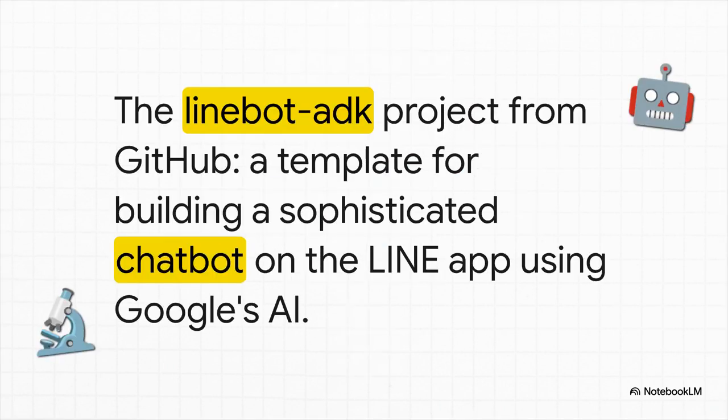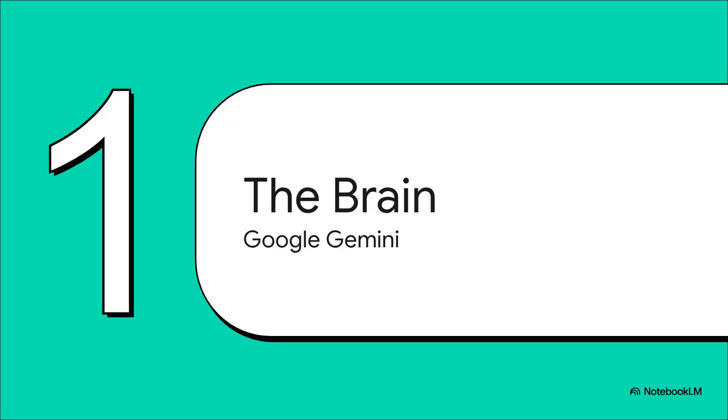So our specimen for today's Explainer is this fantastic open source project I found on GitHub. It's called LineBot ADK, and what it is, is a template for building a really sophisticated chatbot on the Line messaging app. And get this, it's powered by some of the latest AI tech from Google. It is the perfect example for us to really dig in and understand how these bots are being built right now.